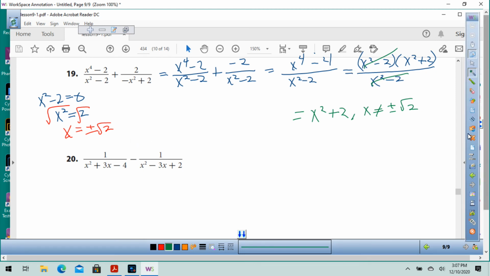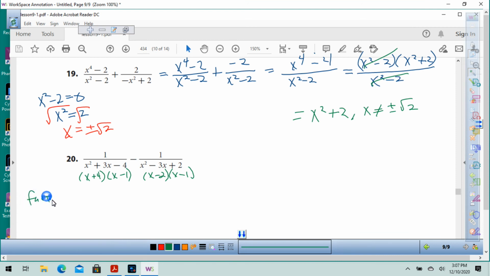Now number 20 is a little bit tricky. Because if you factor this, what do we got? We have x plus 4 times x minus 1. All right. And then if we factor this, we've got x minus 2 times x minus 1. Negative 2 times negative 1 is positive 2. Negative 2 plus negative 1 is negative 3. Same thing over here.